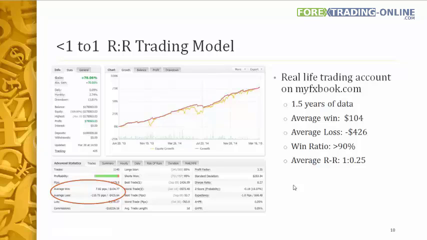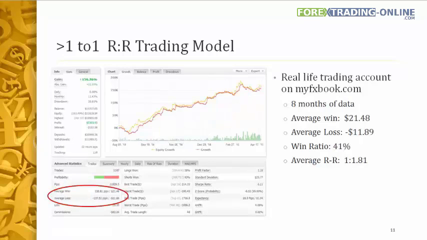So aiming for at least a 1-to-1 ideally at the beginning is what you want to do, and something you should be aiming for as a minimum, at least when you start, for sure. So let's move on into another slide here.